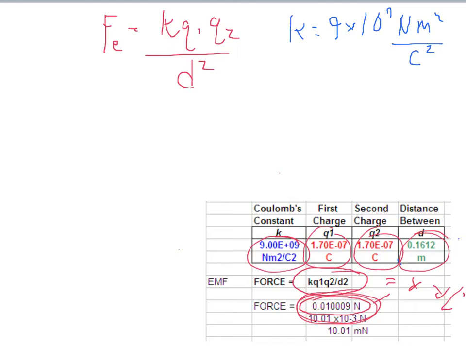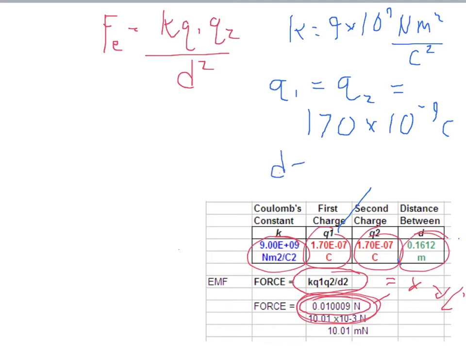So now I could say Q1 equals Q2. They're the same, and both of those equal, in this case, 170 times 10 to the minus 9th coulombs. Now, that's the same thing as 1.7 times 10 to the minus 7th coulombs, and either one of those numbers will work on my calculator, even though 1.7 times 10 to the minus 7th is the correct scientific notation. Finally, my distance.